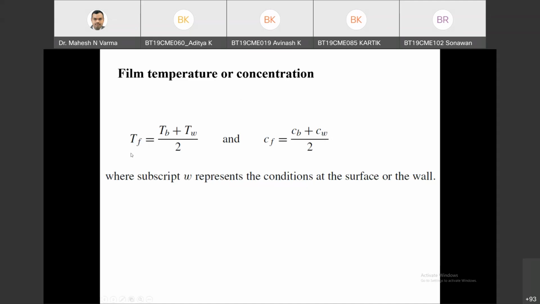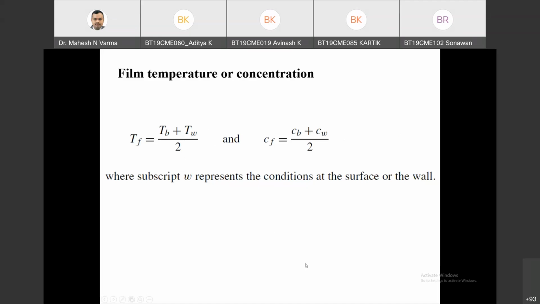But if this is film temperature and this is film concentration, what will be the film velocity? It will be 0 if I assume the wall velocity only. So this definition is common. The film temperature is the bulk temperature plus wall temperature, divided by two, the average of these.